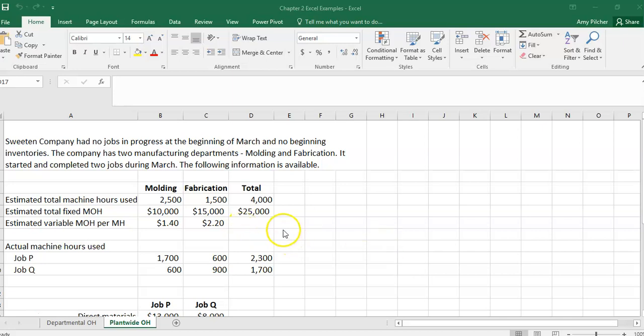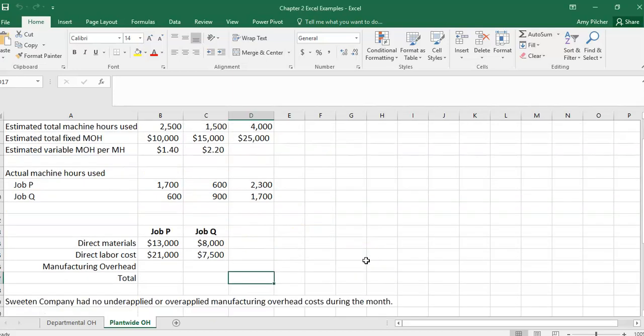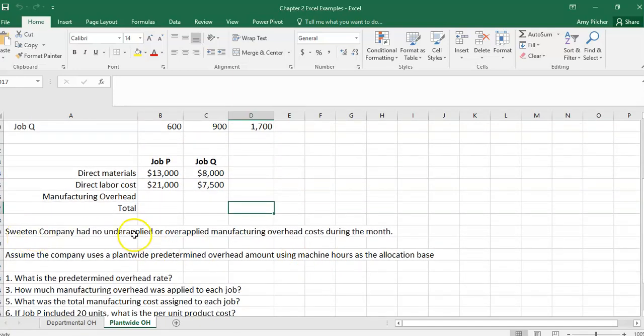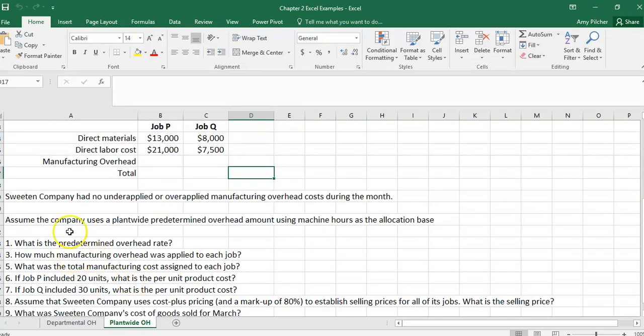So we have information about this company, and it tells us that we have two manufacturing departments, molding and fabrication, and we had two jobs started and completed in March, Job P and Job Q. We had no under or over applied manufacturing overhead costs during the month. We're going to deal more with under and over manufacturing overhead during Chapter 3. So we're going to work through each one of these questions.